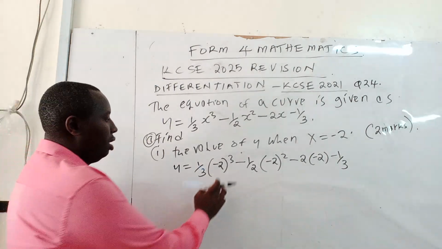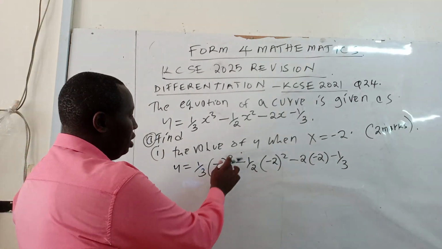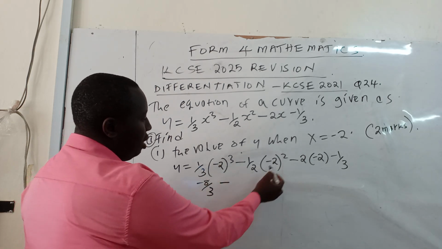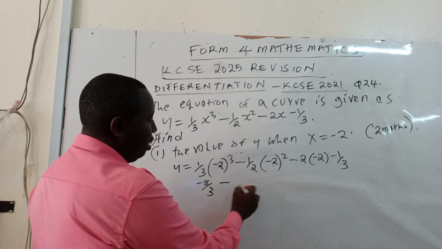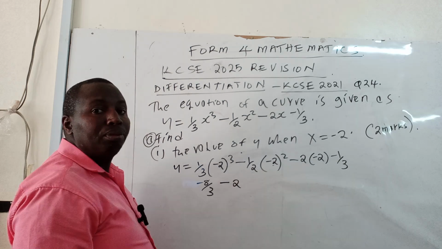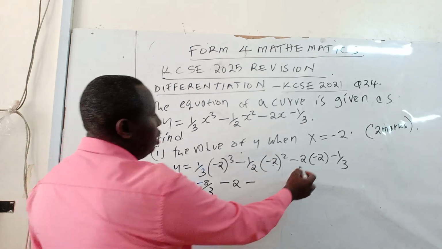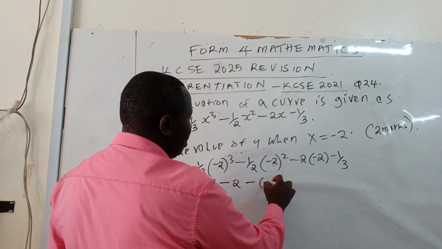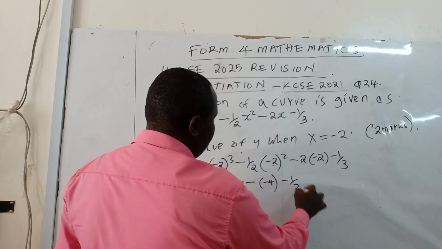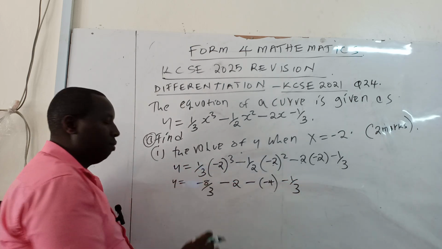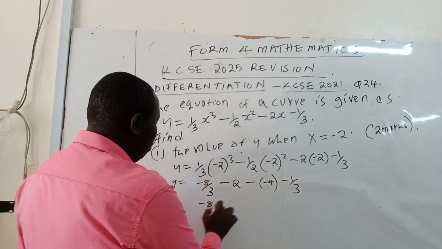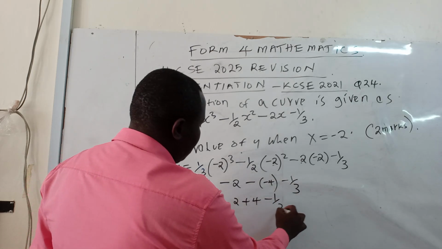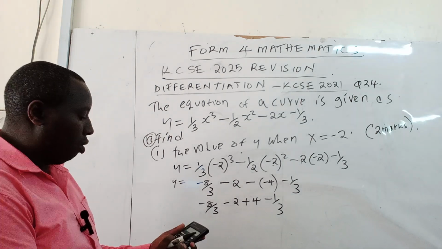So you substitute this. Negative 2 cubed is negative 8, so negative 8 over 3, minus 2 squared, negative 2 squared is 4 times a half, that's negative 2, minus 2. Then 2 times minus 2, that is minus 4. So minus, and minus a third. So this would be minus 8 over 3, minus 2, plus 4, because there's a minus and a minus, plus, then minus a third.